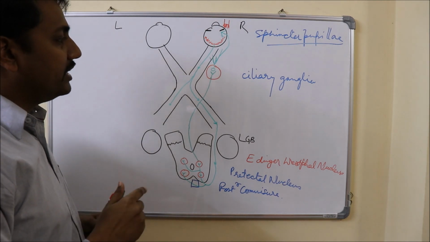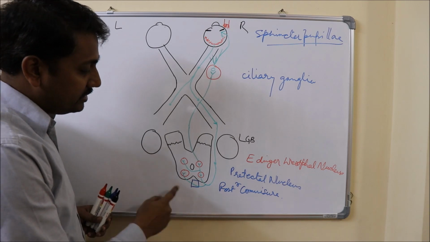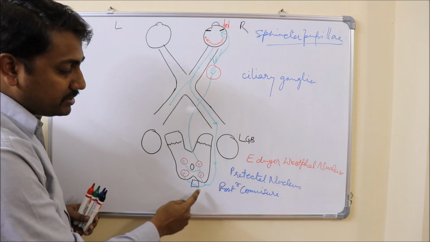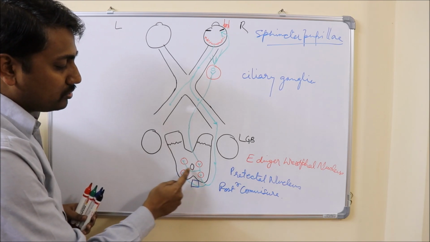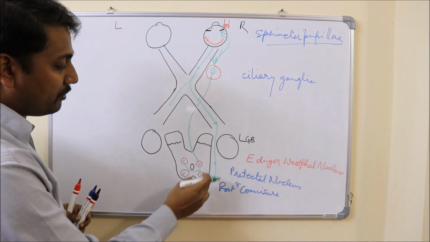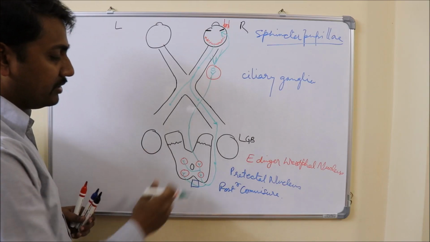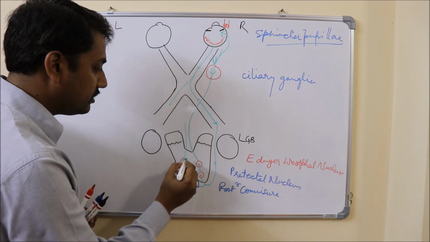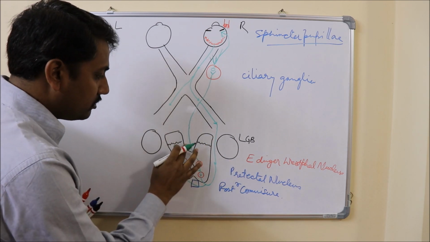Now, what about the indirect light reflex? In indirect light reflex, as we can see, information is carried bilaterally towards the opposite pretectal nucleus, also to the opposite Argyll Robertson nucleus.